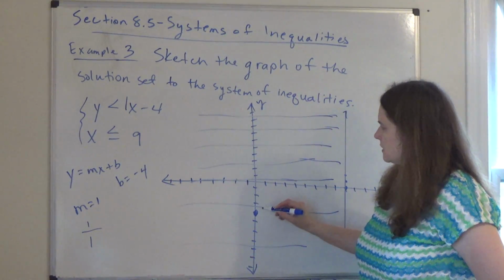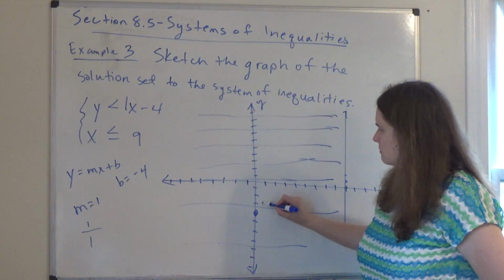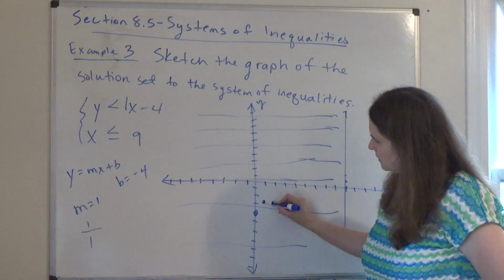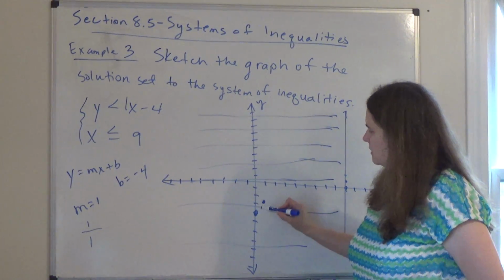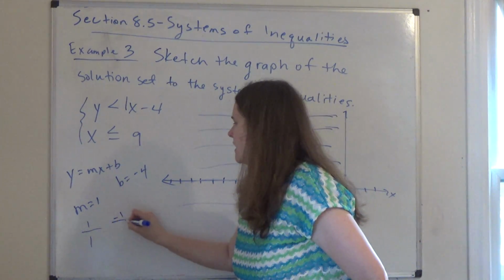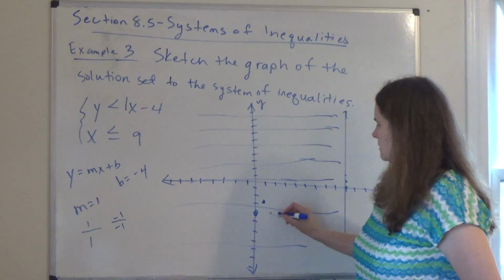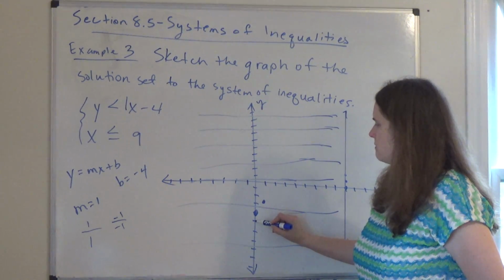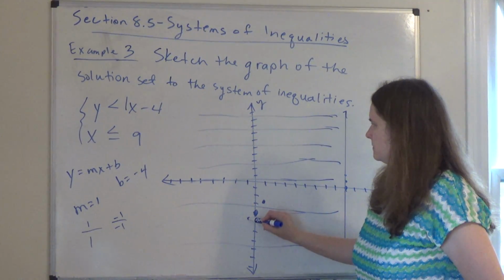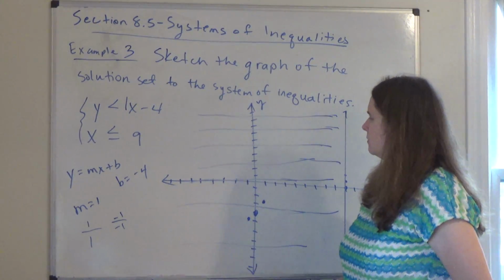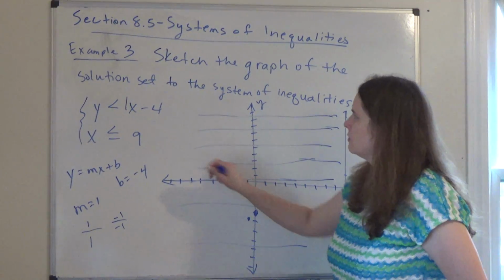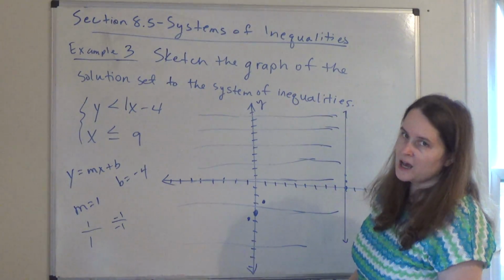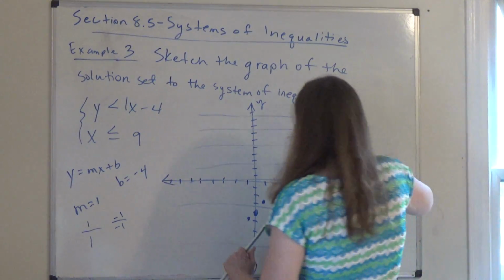So go to my point that I found. I'm going to rise 1, run 1. I get a point at, looks like, 1, -3 here. And then I can get another point. If I go back, I could do -1 over -1. That's still +1. So go back to my y-intercept. I can rise -1, run -1, that gets me there. What type of line do I need to draw? This one is strictly less than. There's no equals with it, so that means I want a dotted line now. Connect these using a dotted line.